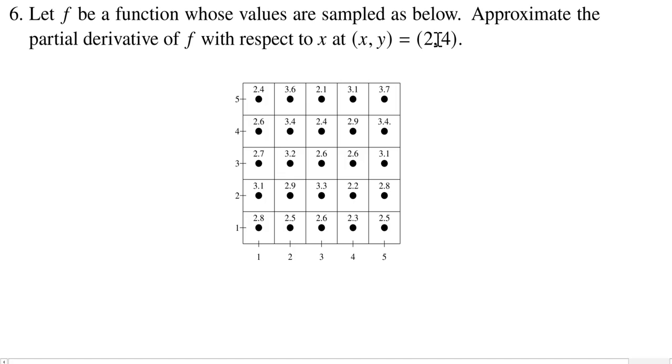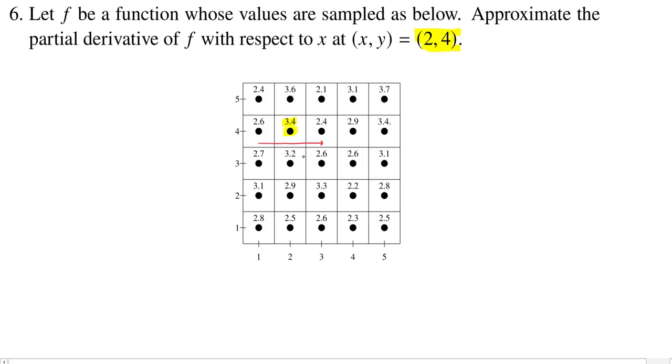In this case, we're looking at the point (2, 4), which in the chart, okay, there's our x, here's our y. So we're trying to figure out the rate of change of f at (2, 4) with respect to x. So this means that we're working in this direction here.